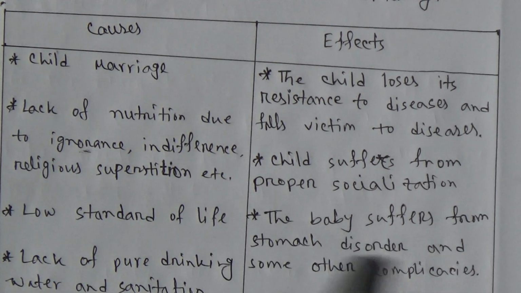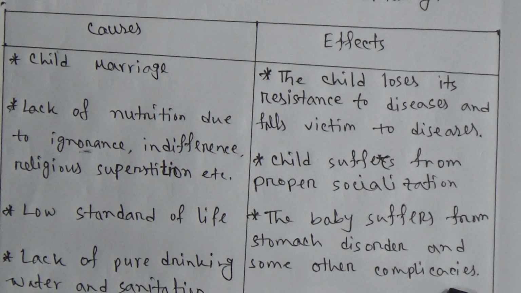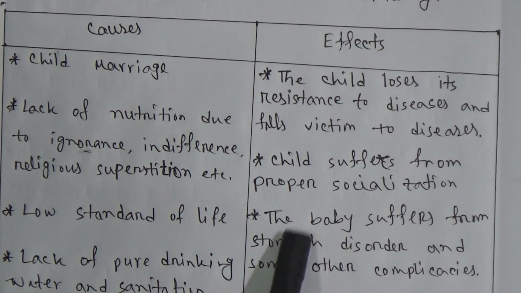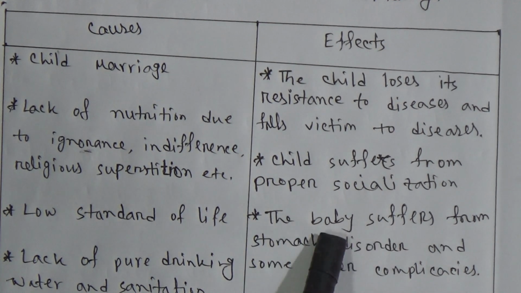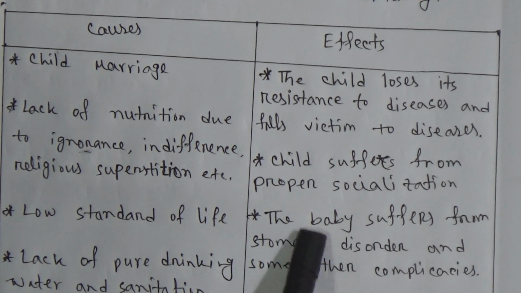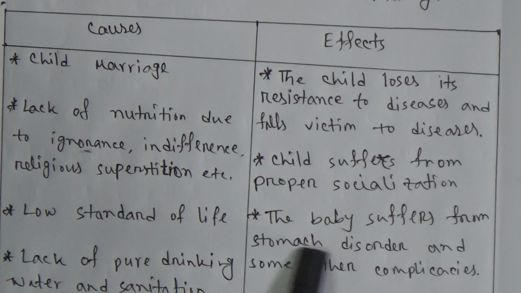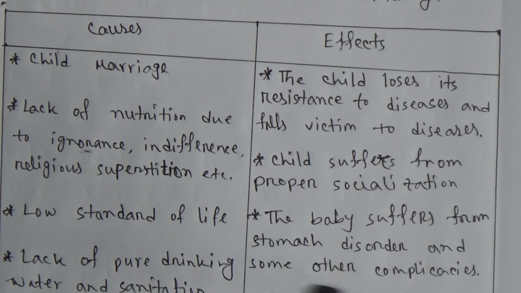The baby suffers from stomach disorder and some other complications, because the baby has to have the milk of a cow or goat, so they don't have enough digestion and standardization in their body, so that's why they have stomach disorder and some complications.